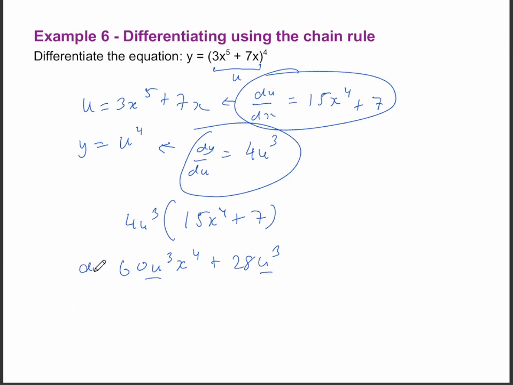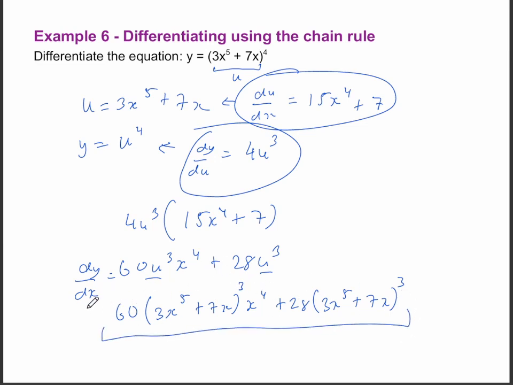So this right here is our dy over dx, right? So we need to convert it back into x. So our u is just 3x^5 + 7x. So 60 times (3x^5 + 7x) multiplied by x^4 + 28, (3x^5 + 7x) cubed. And this is cubed as well. And therefore this right here would be our dy over dx.